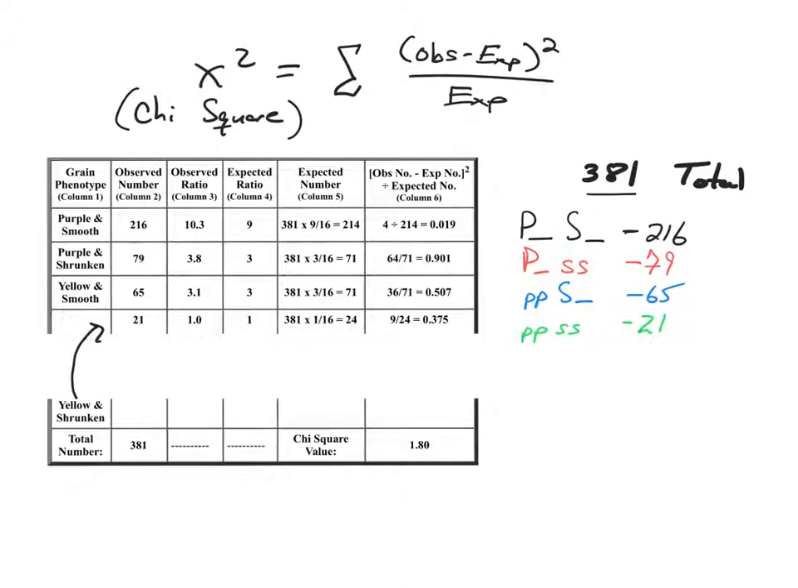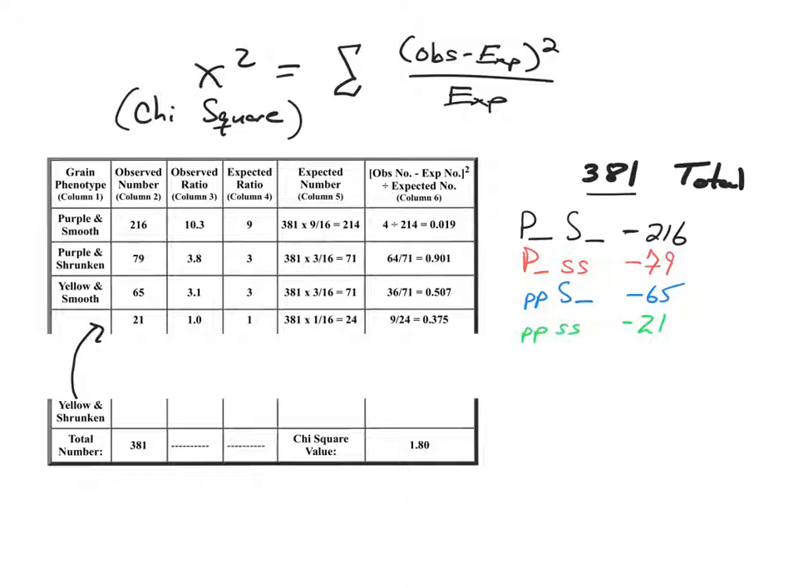Are these two close enough? Is 9 close enough to 10.3? Is 3 close enough to 3.8? Is 3 close enough to 3.1? I don't know. You say yeah. Why do you say yeah? How do you know that difference doesn't equate to something being wrong? That this is not dominant recessive, that these are linked or these are not linked? The answer is you don't know.